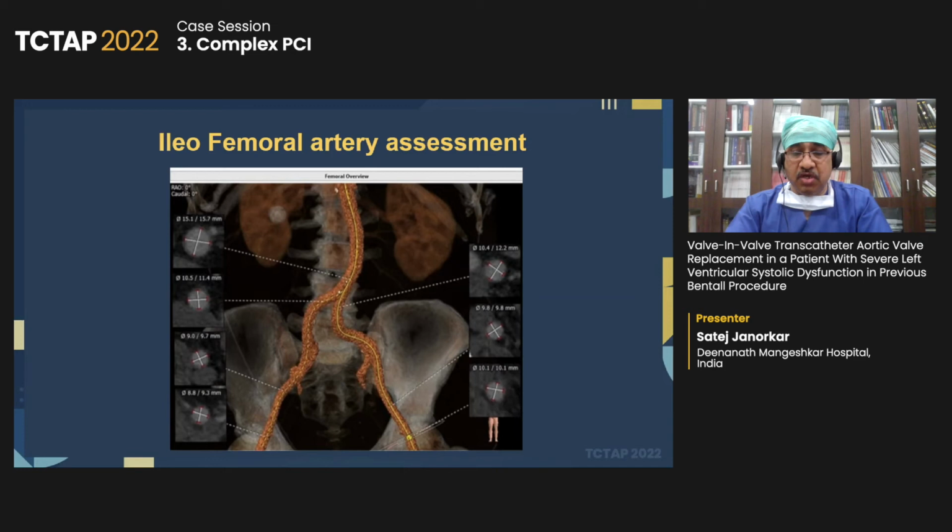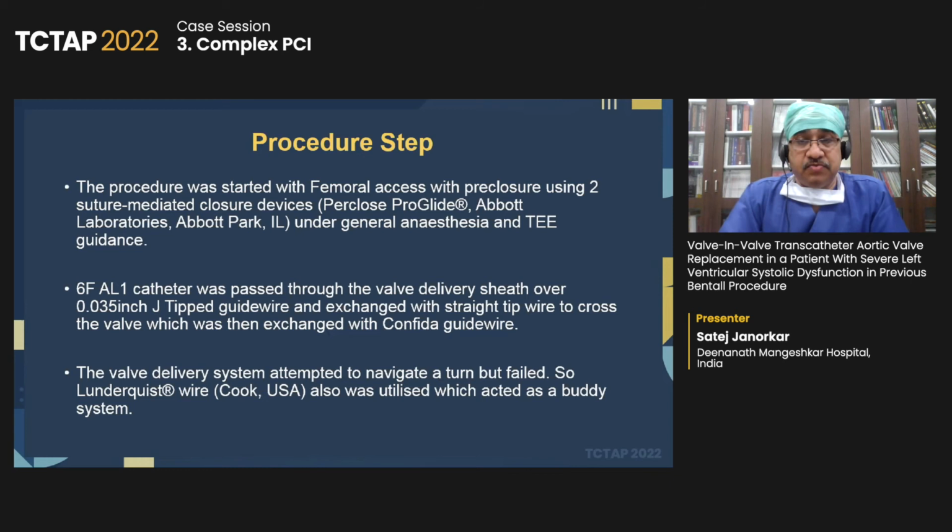The procedure was started with femoral access with preclose, that was Perclose ProGlide suture-mediated closure device by Abbott, under general anesthesia and under TEE guidance. A 6 French AL1 catheter was passed through the valve delivery sheath over a J-tip guide wire and exchanged with a straight tip wire, and again exchanged with a Confida guide wire.